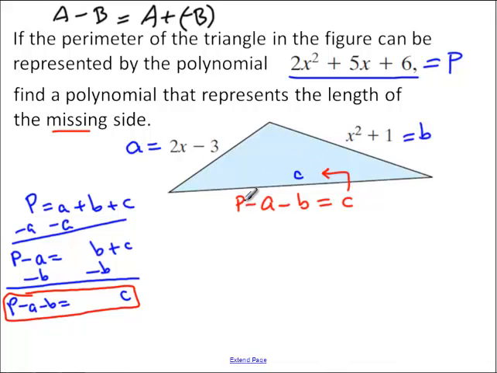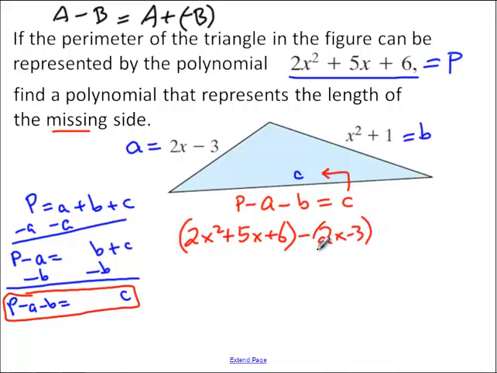All right, so now we're just going to fill in some polynomials here. The perimeter is given up here, so we're just going to fill that in as 2x squared plus 5x plus 6, and that's our perimeter. Minus side A, well, side A is right here, 2x minus 3.